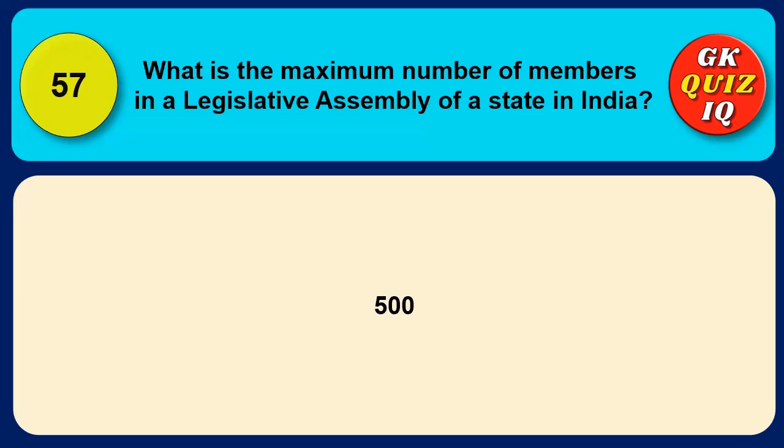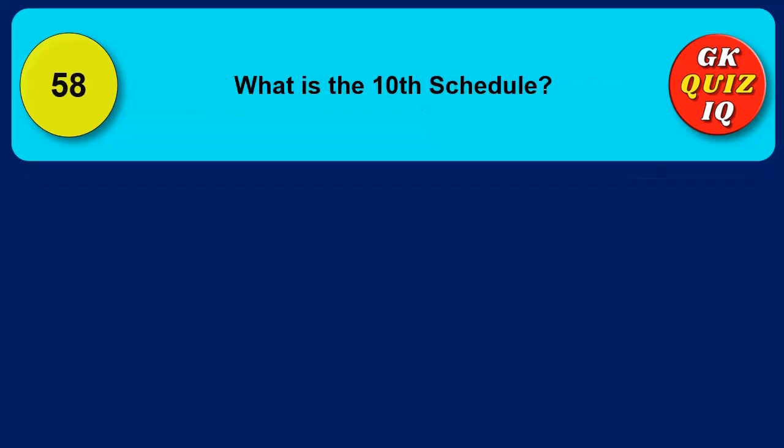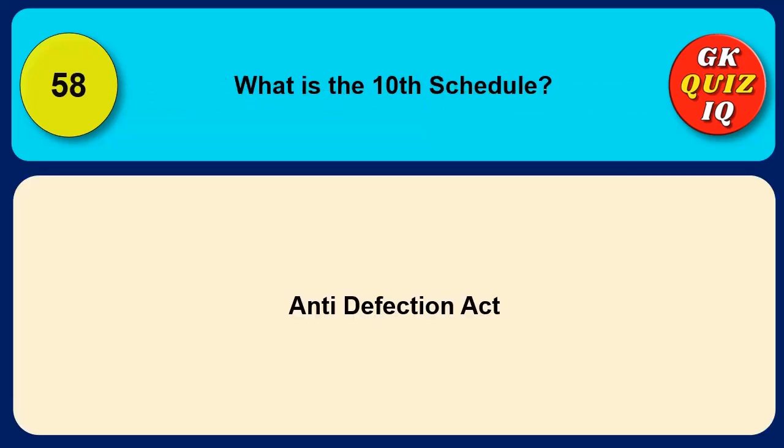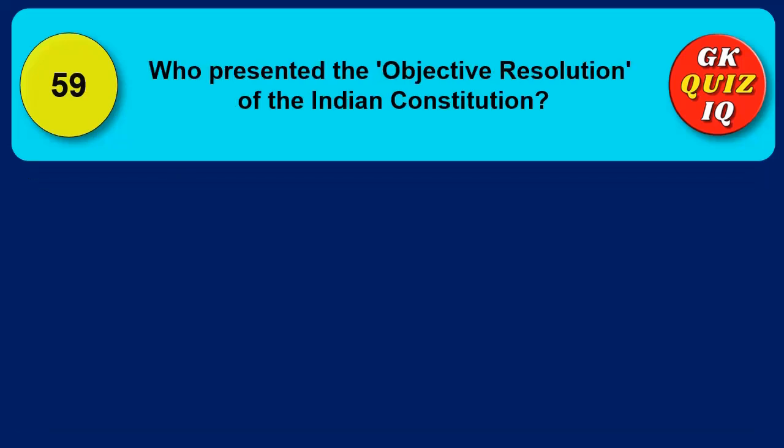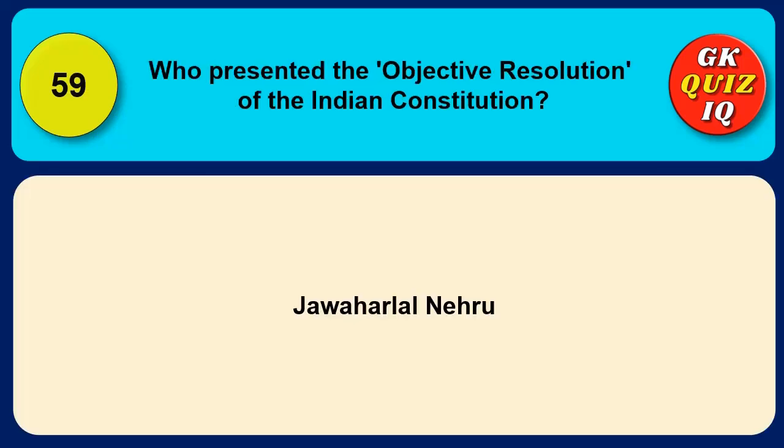What is the maximum number of members in a legislative assembly of a state in India? 500. What is the 10th schedule? Anti-Defection Act. Who presented the objective resolution of the Indian Constitution? Jawaharlal Nehru.